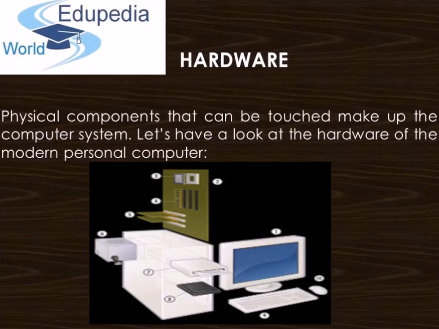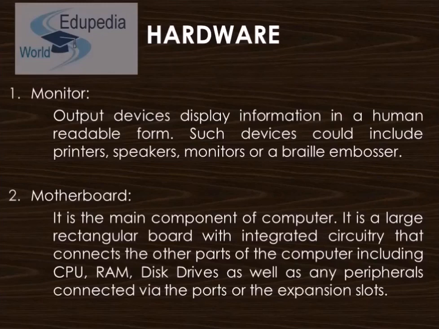First of all, hardware. All the physical components that can be touched make up the computer system. Let's have a look at the hardware of the modern personal computer as shown in the diagram, and we will take their definitions according to the numbers given in the picture. So number one is the monitor. Monitor and all such output devices display information in a human readable form.